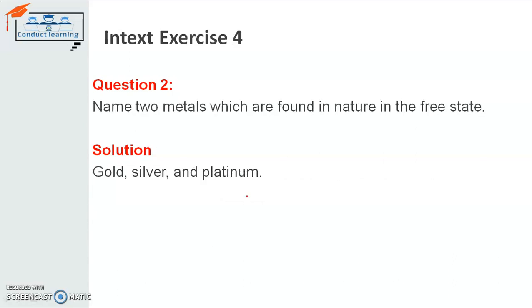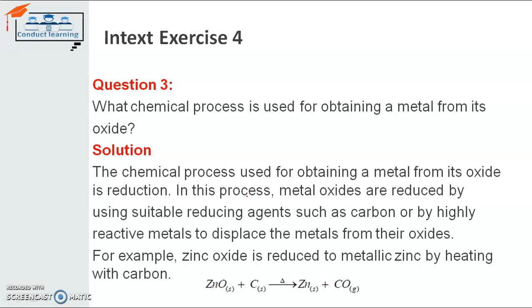Another question is to name the 2 metals which are found in nature in free state. We all know that the metals which are found in free state are those which are very less reactive, and the very less reactive metals are gold, silver and platinum. They are found in free state in nature because they come at the least reactive end of the reactivity series of metals.